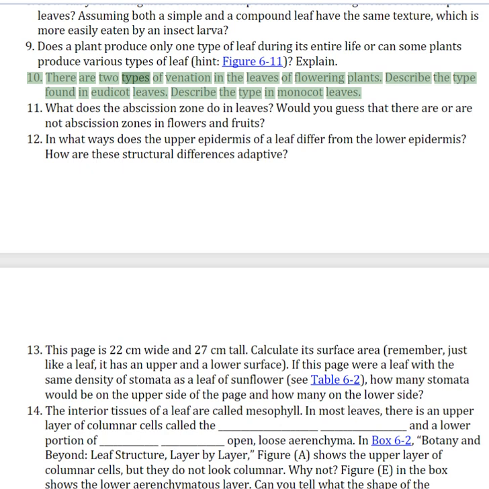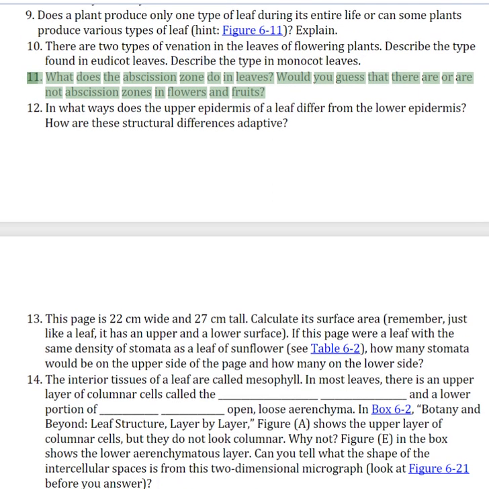10. There are two types of venation in the leaves of flowering plants. Describe the type found in eudicot leaves. Describe the type in monocot leaves. 11. What does the abscission zone do in leaves? Would you guess that there are or are not abscission zones in flowers and fruits?